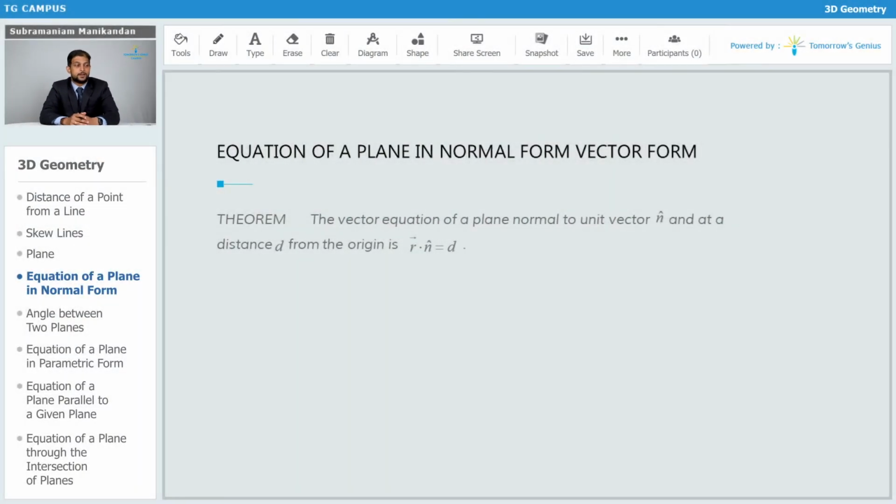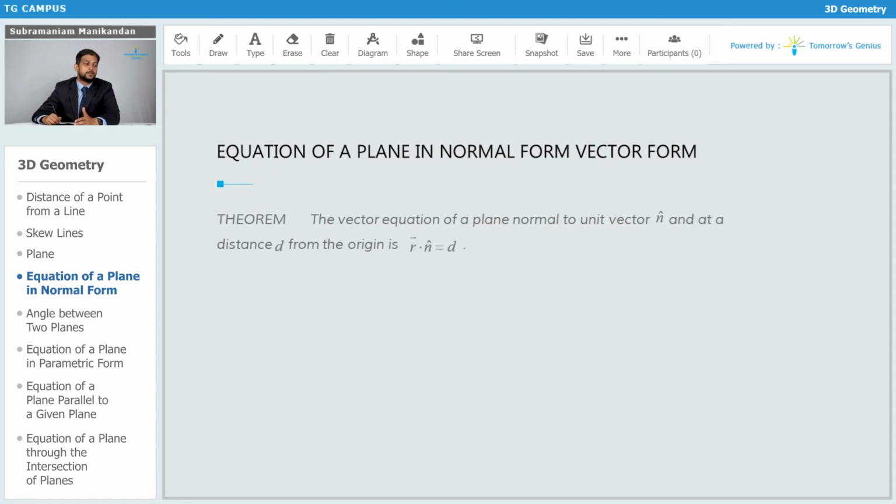So therefore, here also we have the normal form of the equation of a plane, which is given by r bar dot n cap is equal to d. Now of course this is a vector form because it's three-dimensional coordinate geometry, so you can express many of the lines and the points using vectors. So the vector equation of a plane which is normal to the vector n hat and at a distance of d from the origin is r bar dot n hat is equal to d.